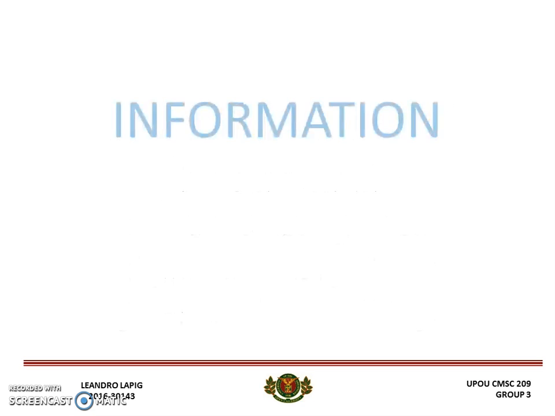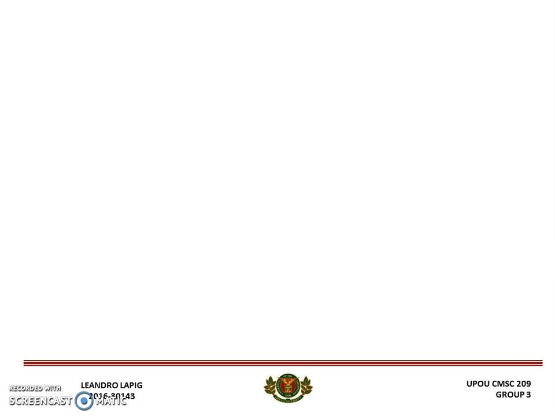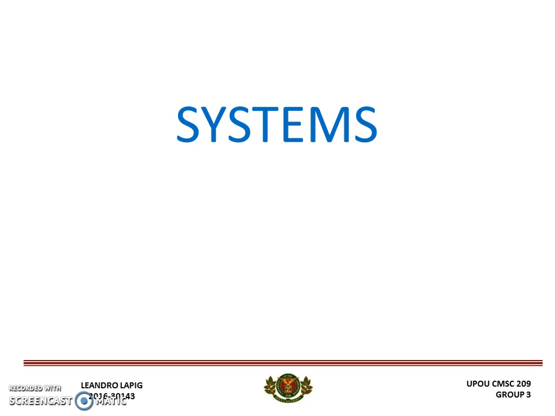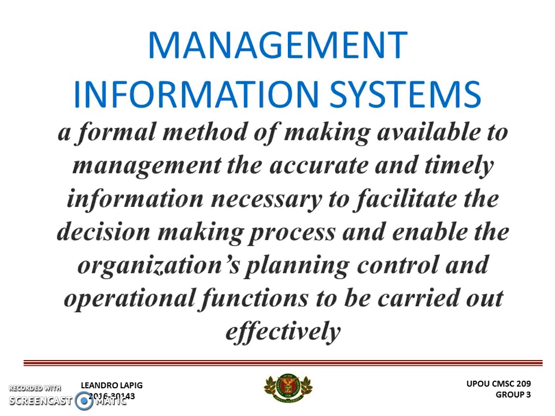Second, information stresses processed data in the context in which it is used by the end users. And next is system, which emphasizes a fair degree of integration and a holistic view. We will define an MIS as a formal method of making available to the management the accurate and timely information necessary to facilitate the decision-making process and enable the organization's planning, control, and operational functions to be carried out effectively. The system provides information about the past, present, and projected future, and some relevant events inside and outside the organization. So this is MIS.